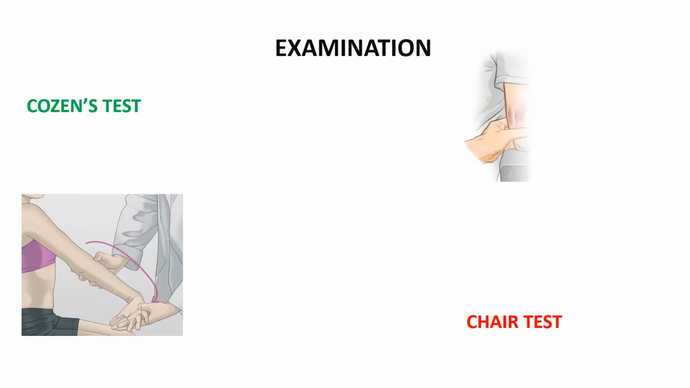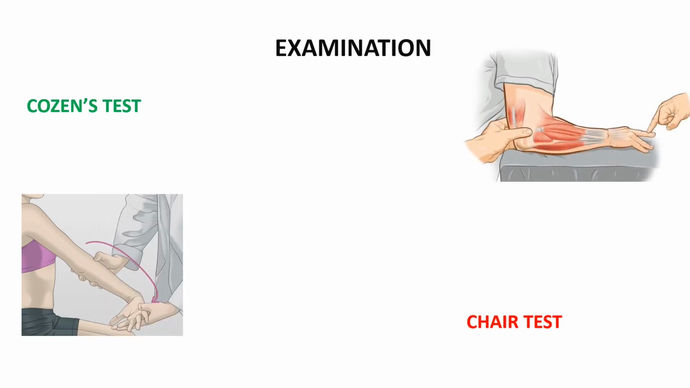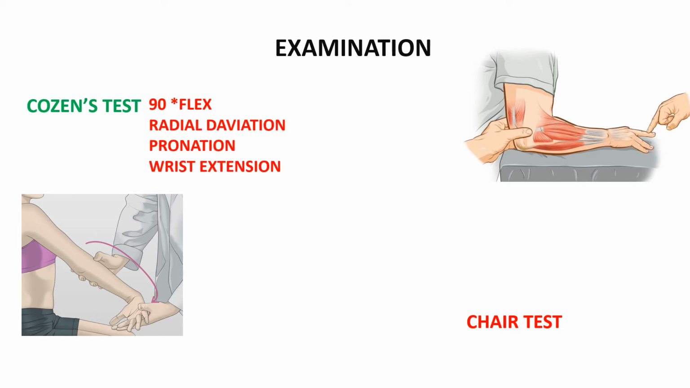Now I'll tell you about the examination procedures and special tests. The special tests are the Cozen test, chair test, Mill test, and Maudsley test. In the Cozen test, the patient's elbow is in 90-degree flexion, the hand is in radial deviation, and the patient is asked to resist wrist extension. Pain over the lateral epicondyle is a positive test.